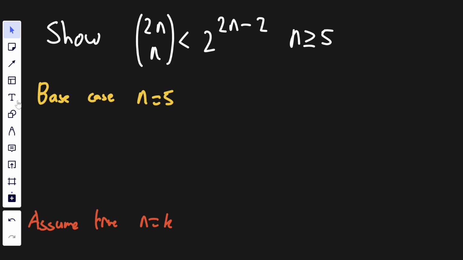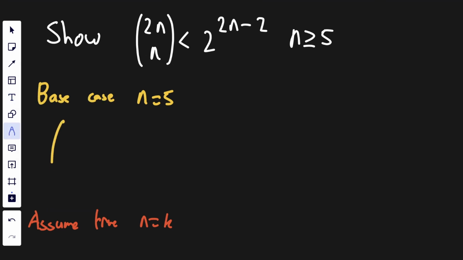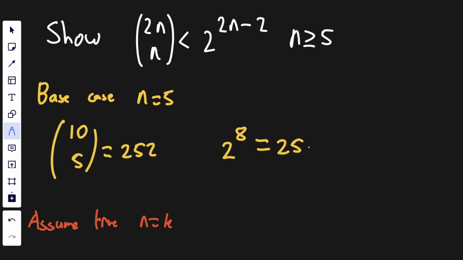So base case n equals 5. We're going to have 10 choose 5, which is 252. We're going to have 2 to the power of 8, because 2 times 5 minus 2 is 8, which is 256. So clearly true for the base case.